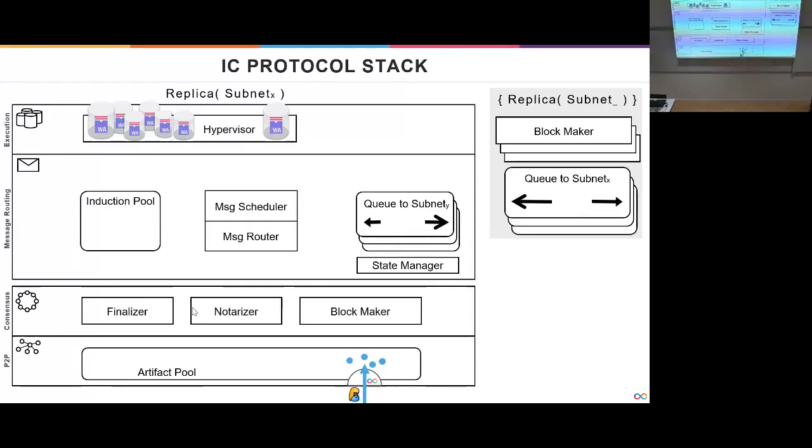Consensus in the Internet Computer is designed to be very high throughput, so 1 block per second, and very low latency, so with a finality time of 2 seconds if the subnetwork behaves well, and it can go up a bit if there's lots of malicious activity, like network attacks or dishonest replicas. Now there are 3 stages: block making, notarization, and finalization. Let's start with block making.